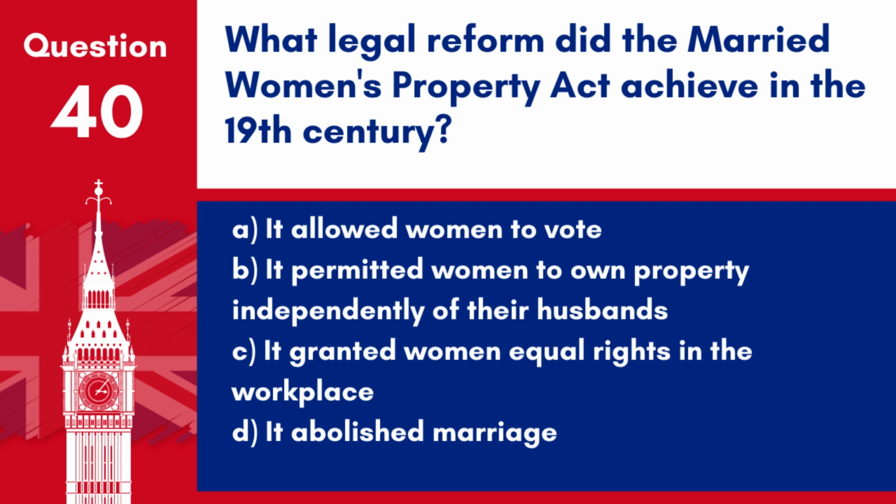Question 40. What legal reform did the Married Women's Property Act achieve in the 19th century? A. It allowed women to vote. B. It permitted women to own property independently of their husbands. C. It granted women equal rights in the workplace. D. It abolished marriage. Answer B. It permitted women to own property independently of their husbands. The Married Women's Property Act of 1882 was a significant legal reform that allowed married women to own, manage, and control property in their own right.